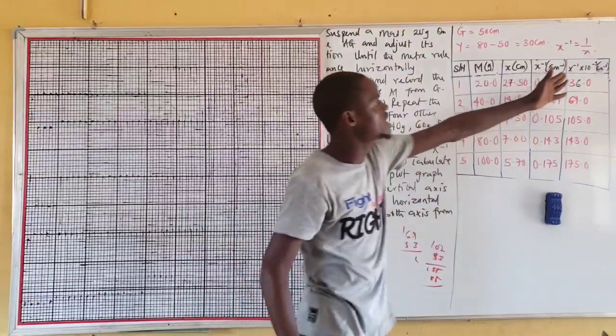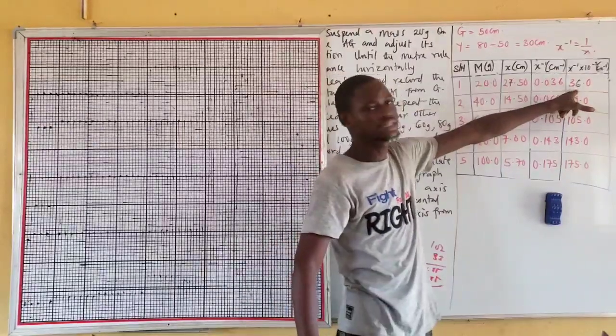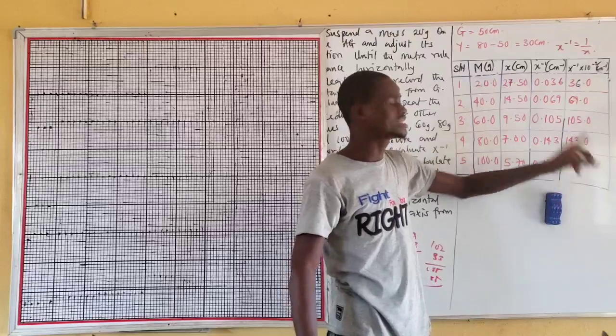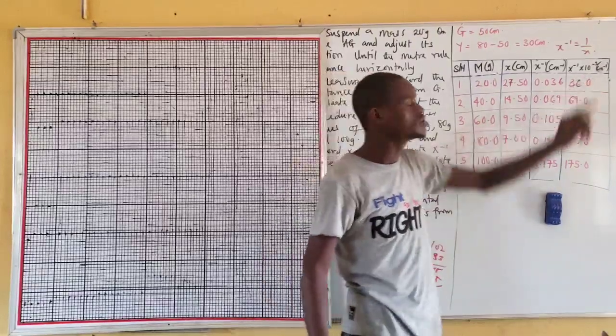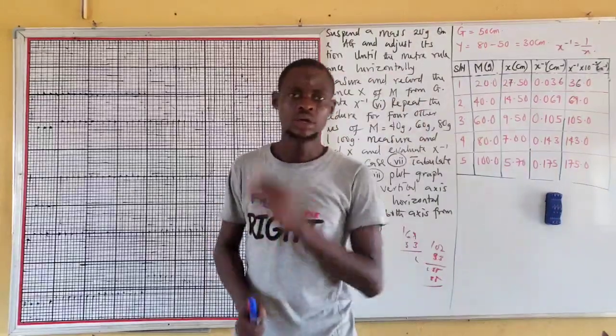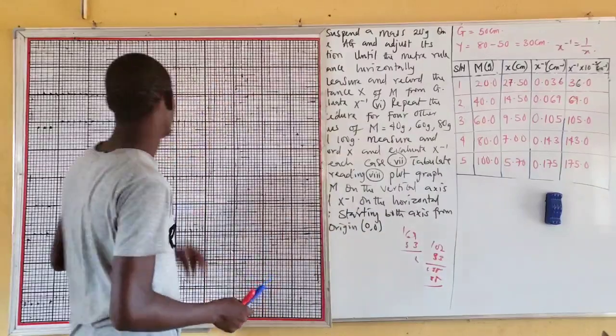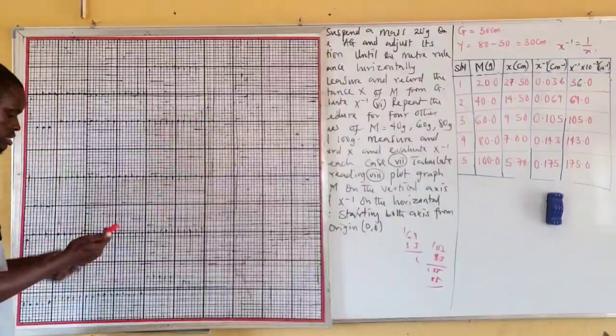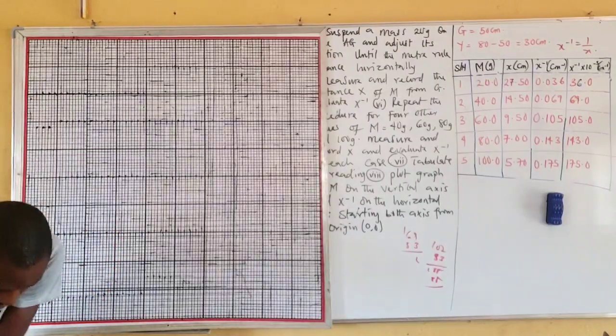Now, if you take a look at your S inverse, I have 36, I have 69, my highest value is 175, and my lowest value is 36.0. Now, how do we go about this? We can go like this. I have my ruler to plot it. You can just draw using your ruler.